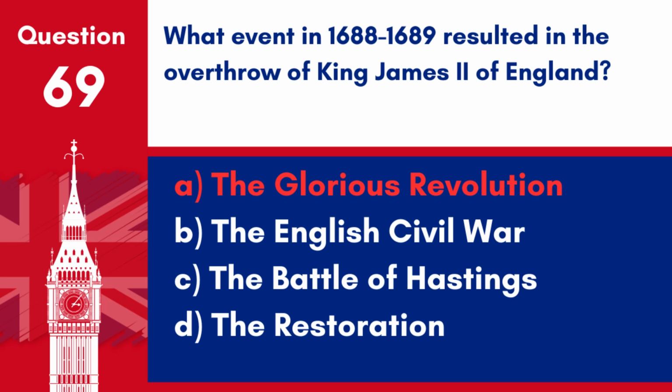Answer A. The Glorious Revolution. The Glorious Revolution in 1688 to 1689 resulted in the overthrow of King James II of England, leading to the ascension of William III and Mary II to the throne.